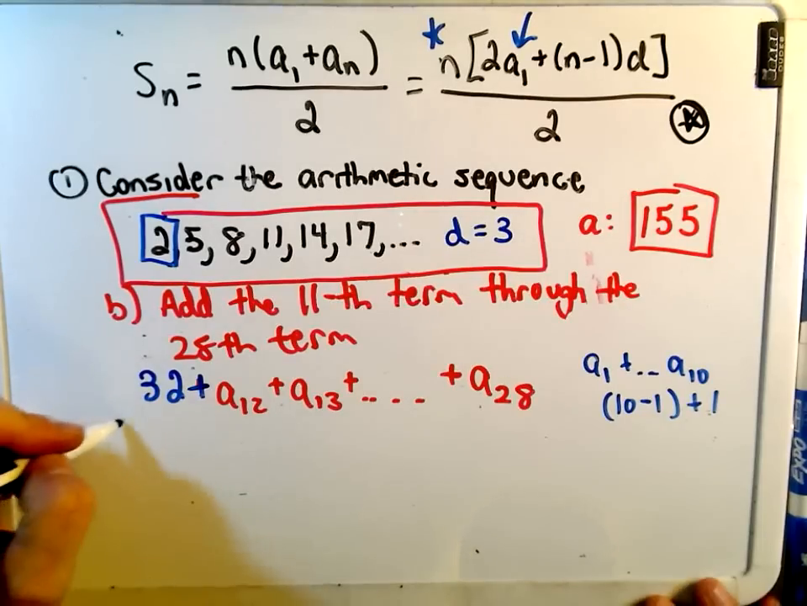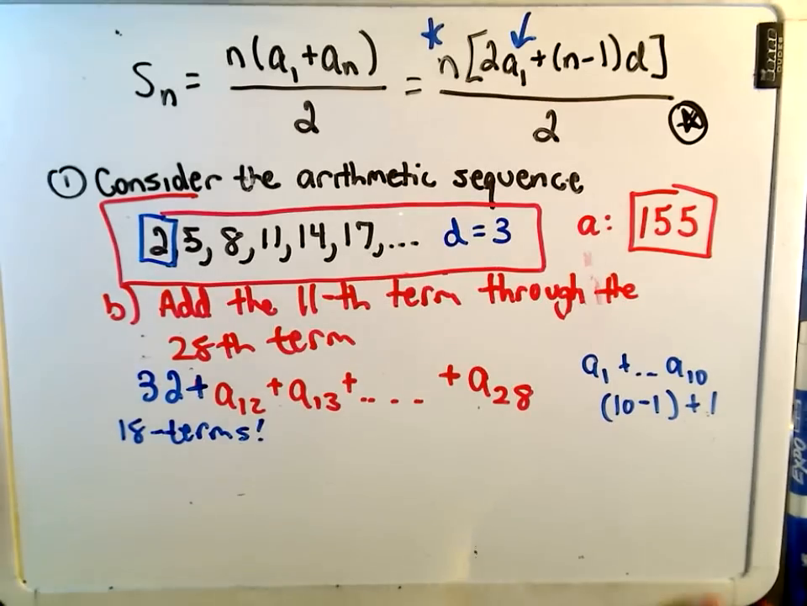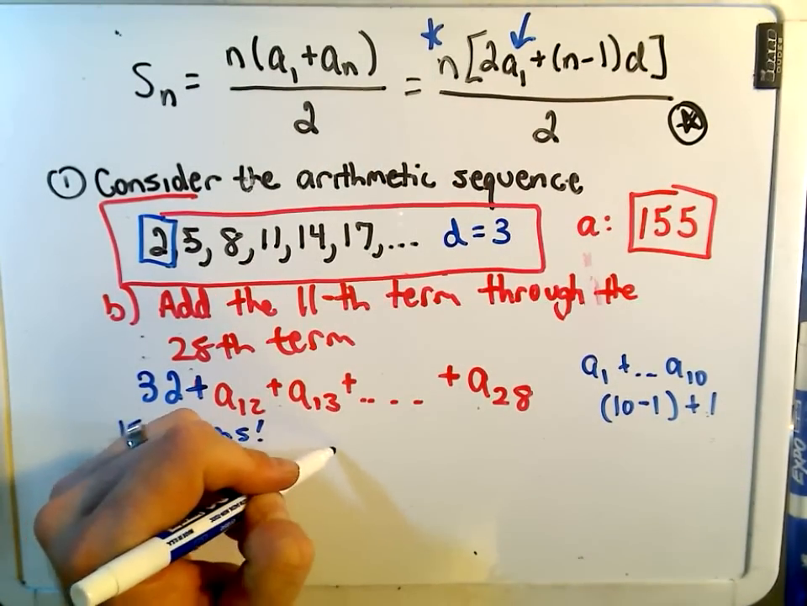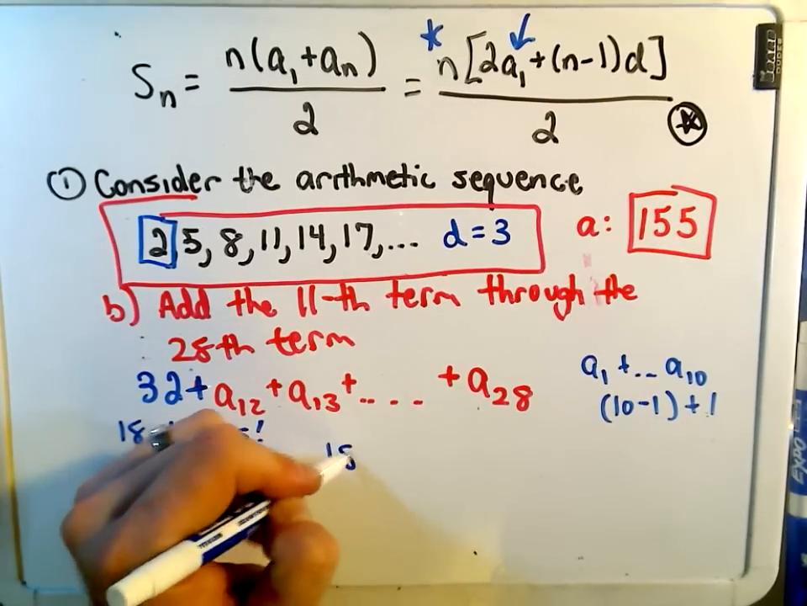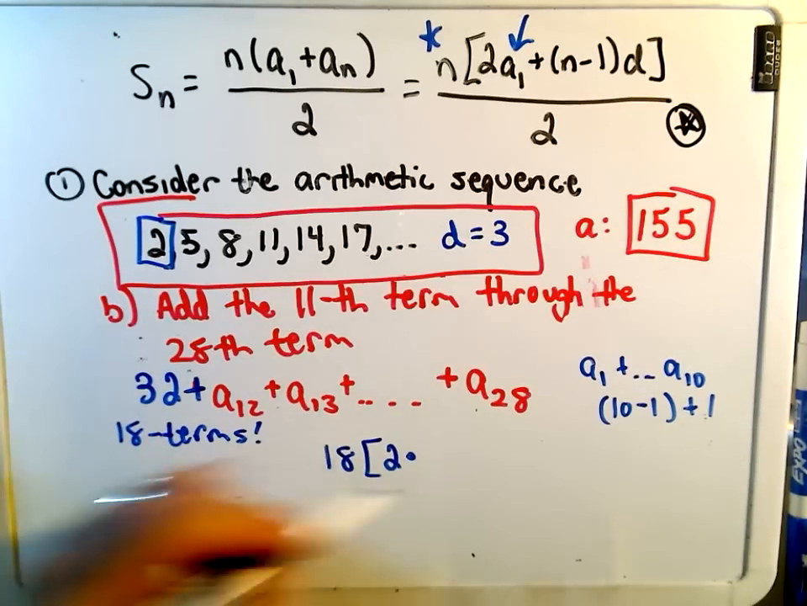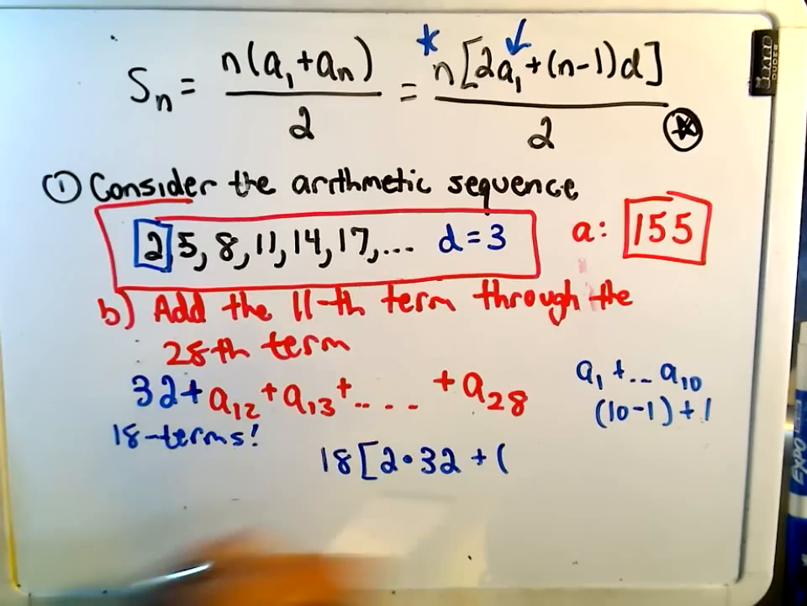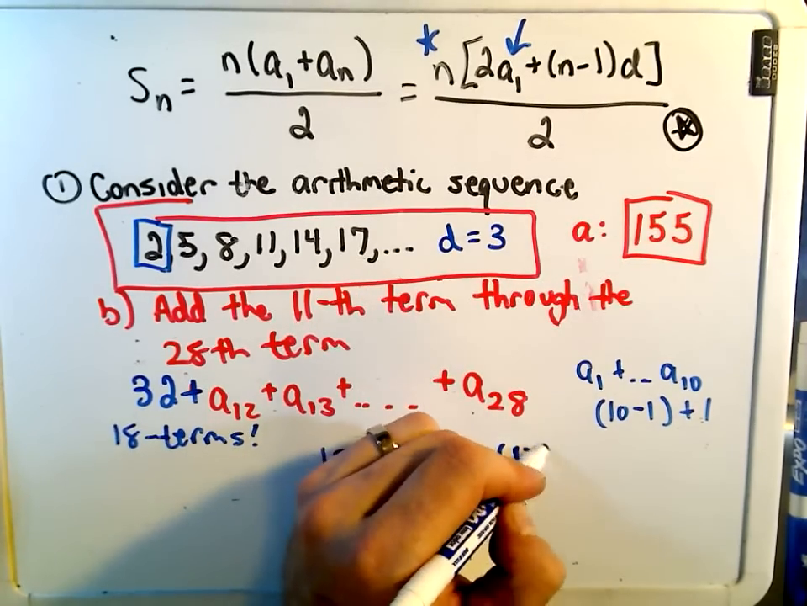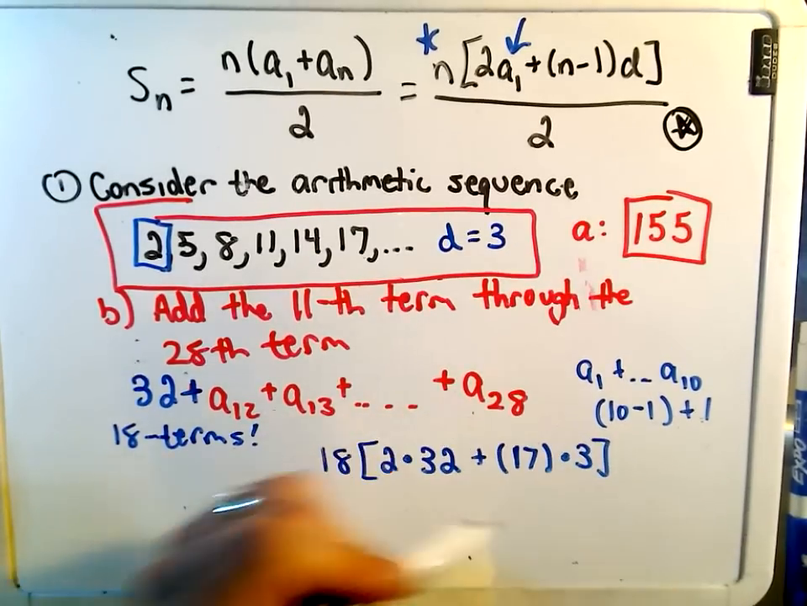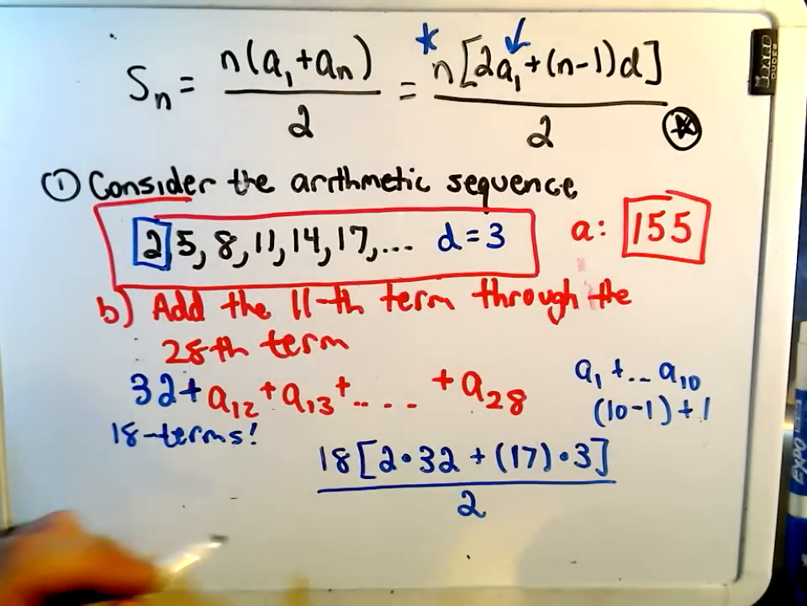So again, this one's certainly a little bit trickier than the first one. The first one's pretty straightforward. So 18 terms, so it says the sum of those terms is going to be n, which is 18. We take 2 times the first term, which would be 32. We take n minus 1, which would be 18 minus 1, or 17, times the original d value, which is 3. And then again, we have to divide all that by 2.